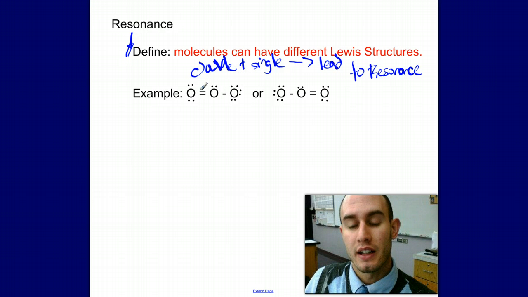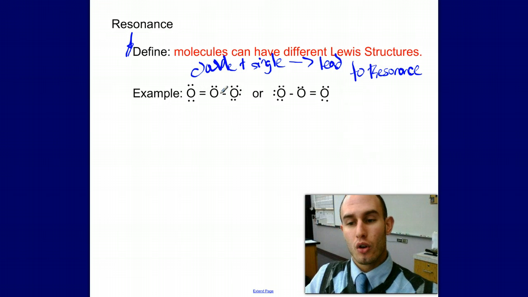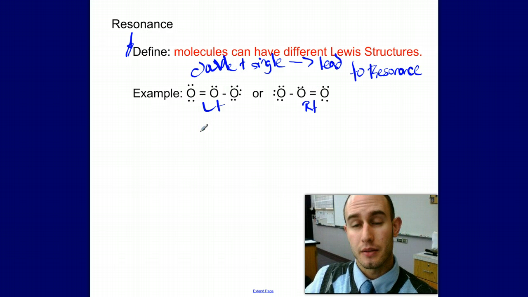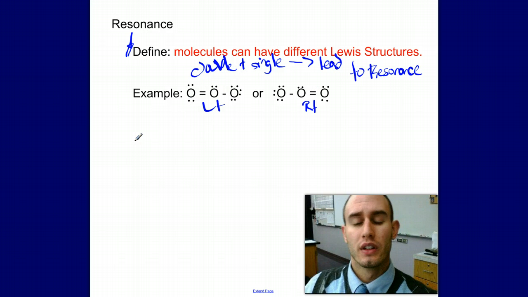For example, the double bond is on the left, but you could basically take it and flip your molecule over. The double bond would end up on the right. So it flips from the left to the right. It's the same compound, just the bond can occur on either side. So again, the only time you really are going to see this is if you ever have a double or single bond.